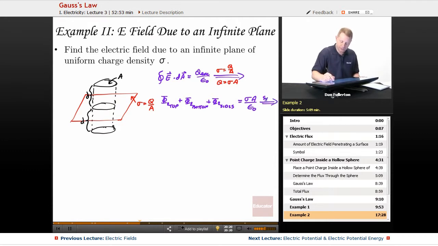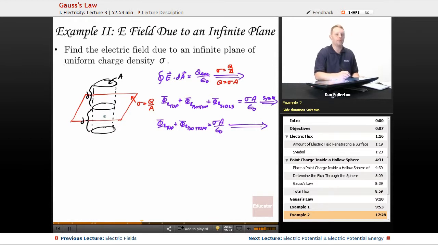And of course, by symmetry, we can see that the flux through the sides is all going to cancel out. So the total flux through the sides is going to be 0. So we can say then that the flux through the top plus the electric flux through the bottom must equal sigma A over epsilon naught. Next up, the flux through the top and the flux through the bottom must be the same, right? Because they're symmetric. This one's pointing down, this one's pointing up. We're worried about magnitudes for the time being.